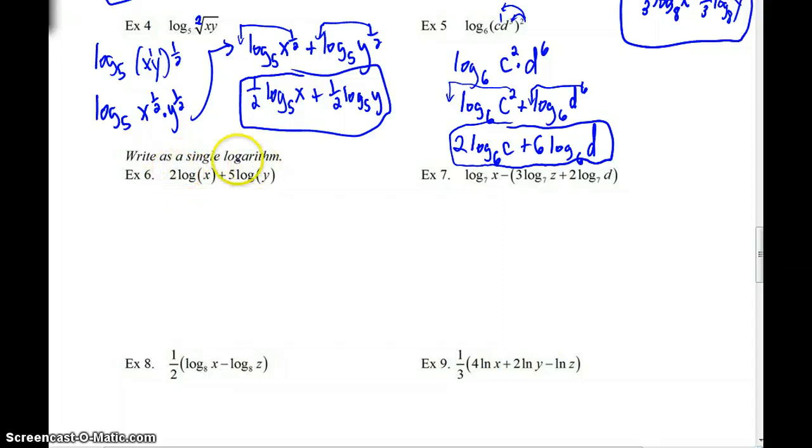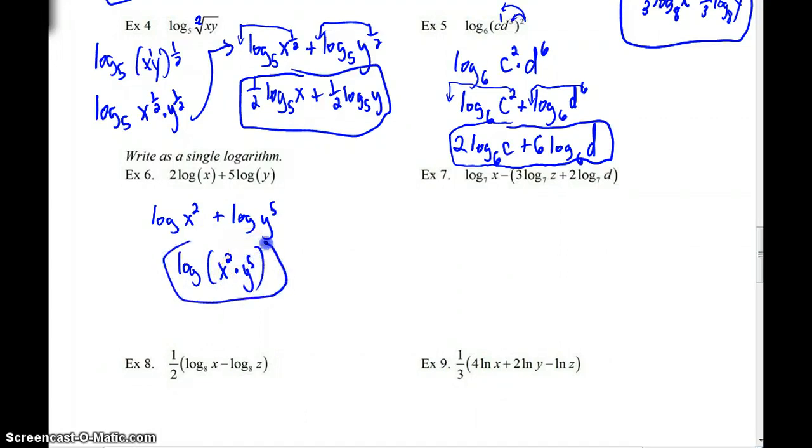First of all, what you'll do is take any numbers. It's like working these last problems that we just did backwards. Take any coefficients and raise them up as a power. So for number 6, we'll write this as the log of x squared, bring that 2 up, plus log of y to the 5th. Hopefully you remember, if you see a log, that's base 10. But this is now property number 1, and this simply becomes 1 logarithm, and we'll just write that as the log of x squared times y to the 5th.